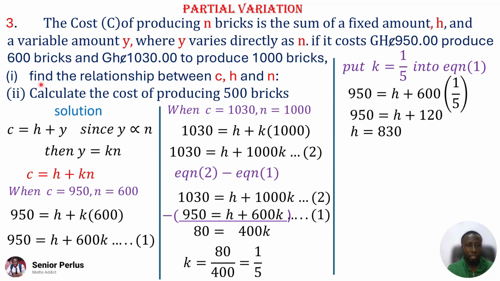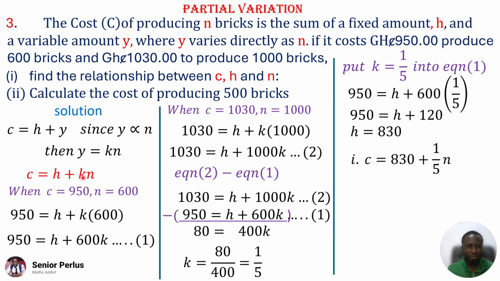Part one says find the relation between C, H, and N. So now the relation between them. H is what? And K is what? So we have H as 830 Ghana cedi, and K as 1 on 5. So we just put this one in there. Simple.